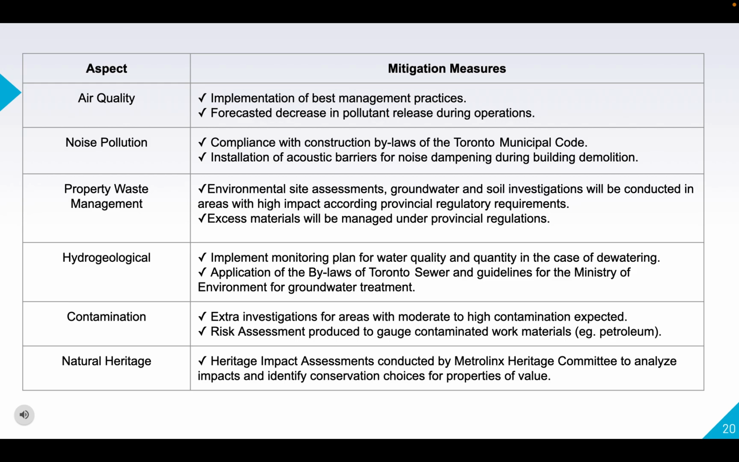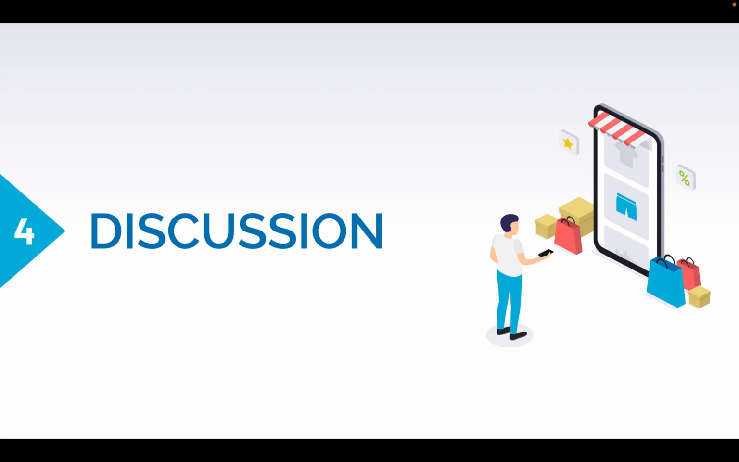For hydrogeological, a monitoring plan for water quality and quantity in case of dewatering will be created, and the bylaws of Toronto Sewer and guidelines for the Ministry of Environment for groundwater treatment followed. For contamination, extra investigations are expected and a risk assessment will be produced to gauge contaminated work materials. Finally, heritage impact assessments conducted by the Metrolinx Heritage Committee will analyze impacts and identify conservation choices.